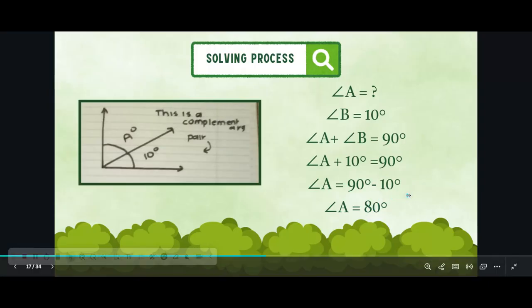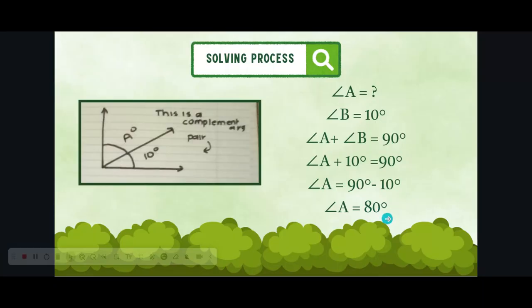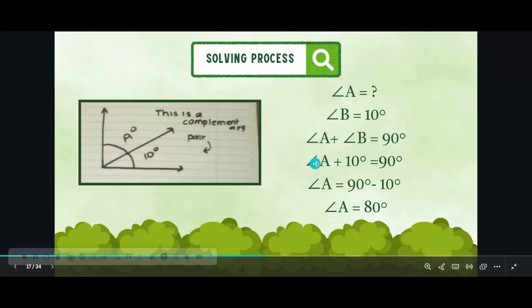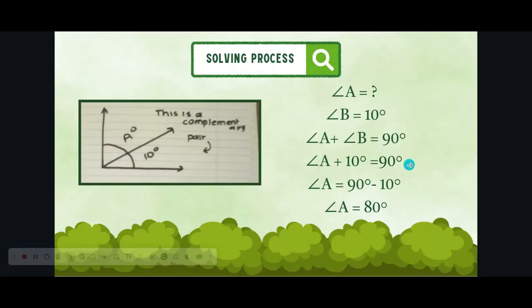How to check your work? You can basically add 80 degrees back into the previous equation. So 80 degrees plus 10 degrees equals 90 degrees. We know that this is a complementary pair. You can do the same for a supplementary pair. Same process and same steps.